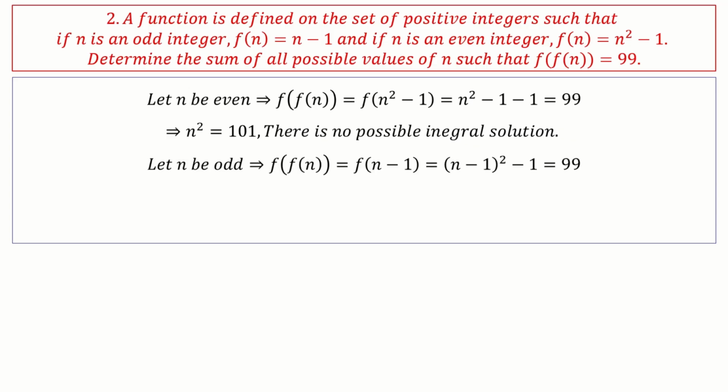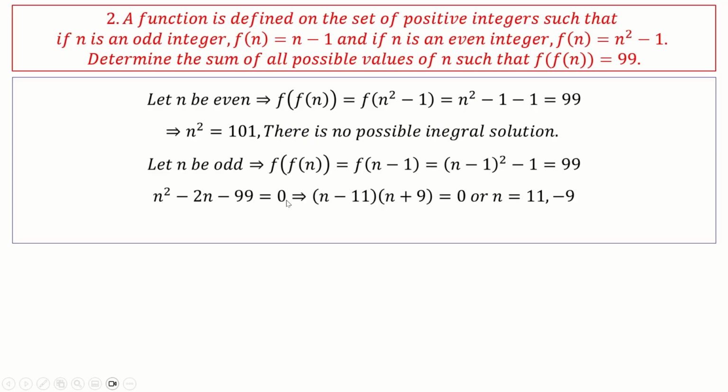Now let's take n as odd. So f of n is n minus 1 because n is odd, and f of n minus 1 is evaluated as even, because n is odd, so n minus 1 is even. So f of n minus 1 is (n minus 1) whole squared minus 1, which is equal to 99. If I solve this, I get a quadratic equation n squared minus 2n minus 99 equal to 0, which is nothing but (n minus 11)(n plus 9) equal to 0, so n is equal to 11 or minus 9.